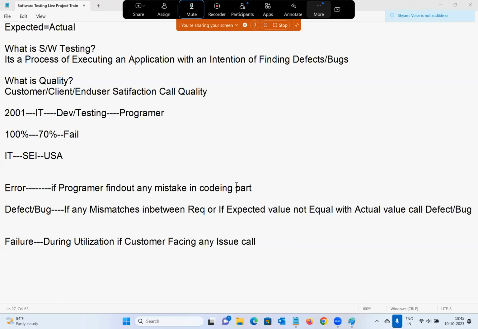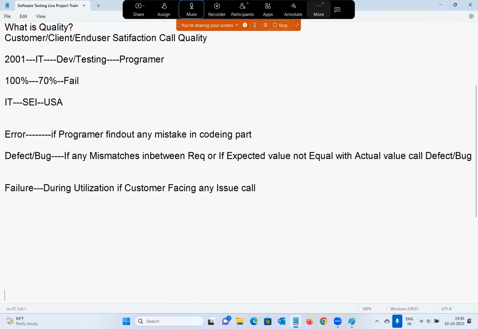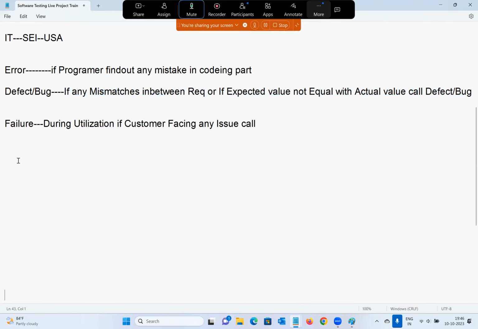Yes, if any programmer finds a mistake in the coding part, it is called an error. If there is a mismatch between the expected value and the actual value, it is called a defect, also called a bug. Finally, failure: after development and testing, the software is delivered to the customer, and during utilization, if the customer faces any problem, it is called a failure.